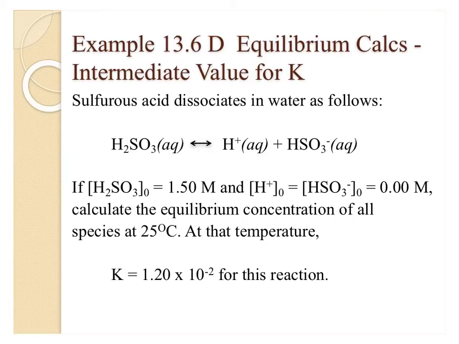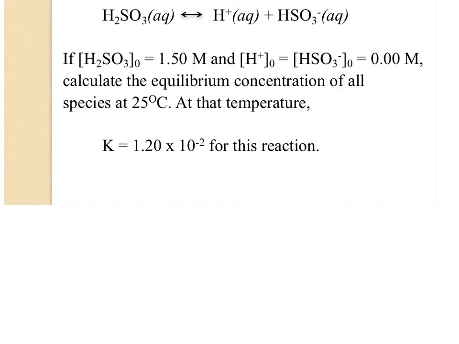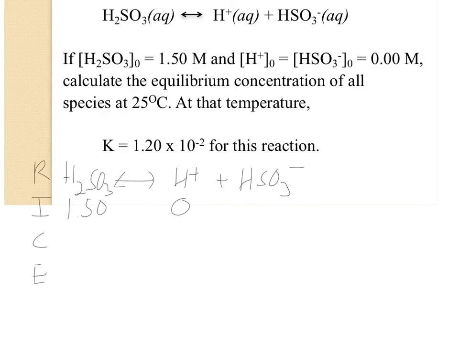Okay, here's another one, and this one you're not allowed to do that method, because we look here and we say k is 1.2 times 10 to the negative second. That's not a very small value. It's small, but it's not going to be big enough to assume that the x's don't matter. So watch what happens with this one. H2SO3 turns into H plus and HSO3 minus. We have 1.5 molar initially, and none of those. We know that this is going to decrease by x. Those are going to increase by x, so we get x and then 1.50 minus x.